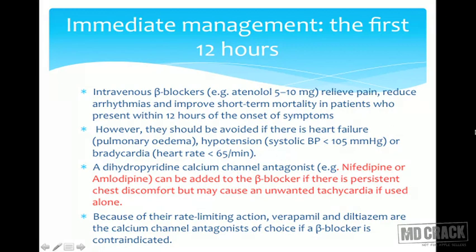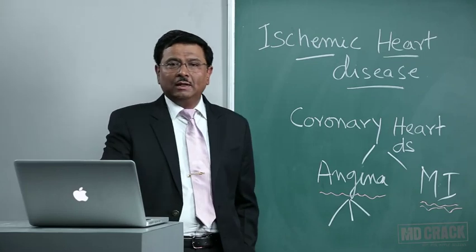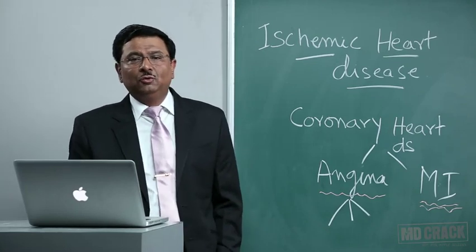A dihydropyridine calcium channel antagonist, for example nifedipine or amlodipine, can be added to beta blocker if there is persistent chest discomfort, but may cause an unwanted tachycardia if used alone. So if you are using nifedipine, it can cause tachycardia, so it's given with beta blockers. Because of their rate limiting action, verapamil and diltiazem are the calcium channel antagonists of choice if a beta blocker is contraindicated. Now we'll be talking about an important therapy, that is reperfusion therapy.